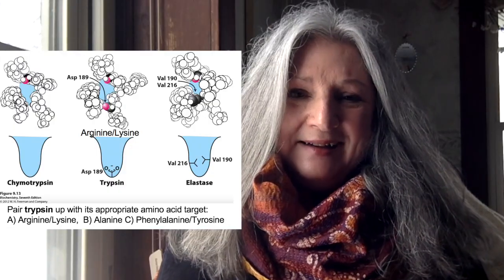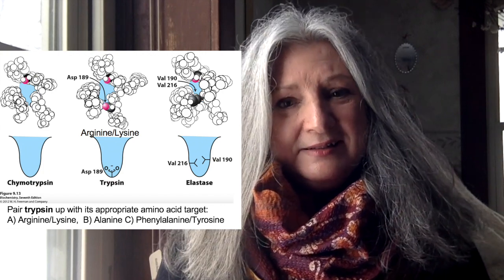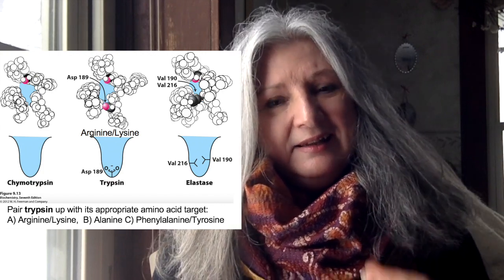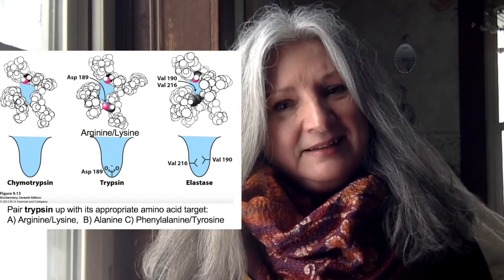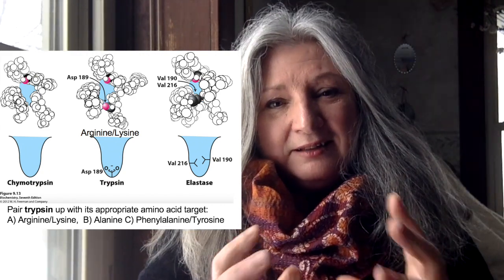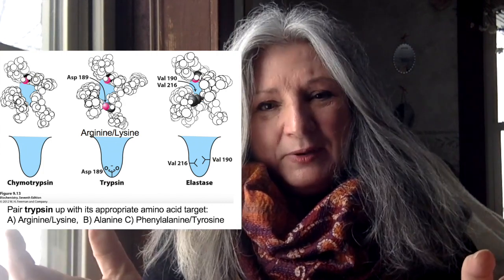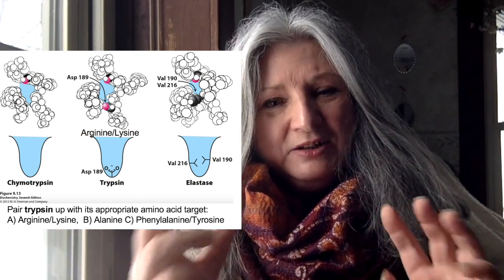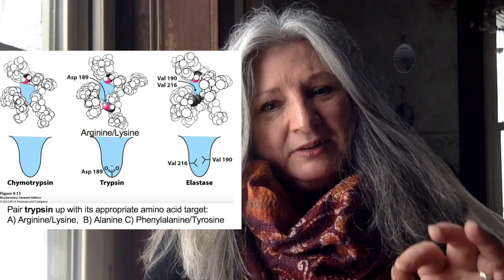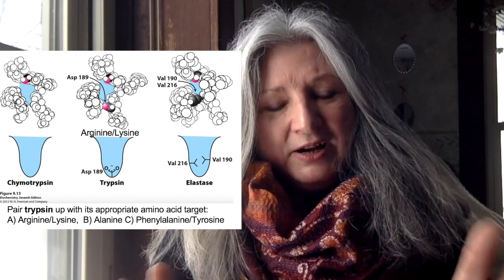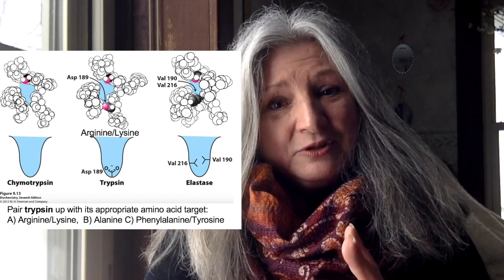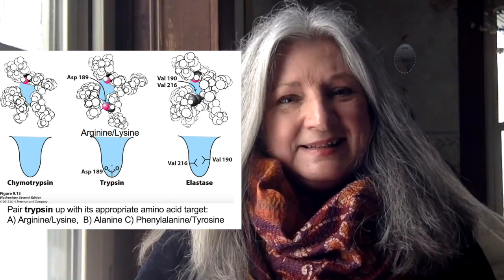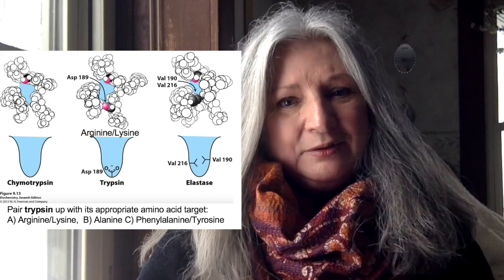Because trypsin has a negatively charged amino acid, aspartate, in its active site, it's going to be specific for positively charged amino acids like lysine and arginine. Chymotrypsin has a large active site without any charged residues in it, so it is going to cleave after large hydrophobic amino acids like phenylalanine or tyrosine or even tryptophan. Elastase likes to cleave after an alanine or a valine.